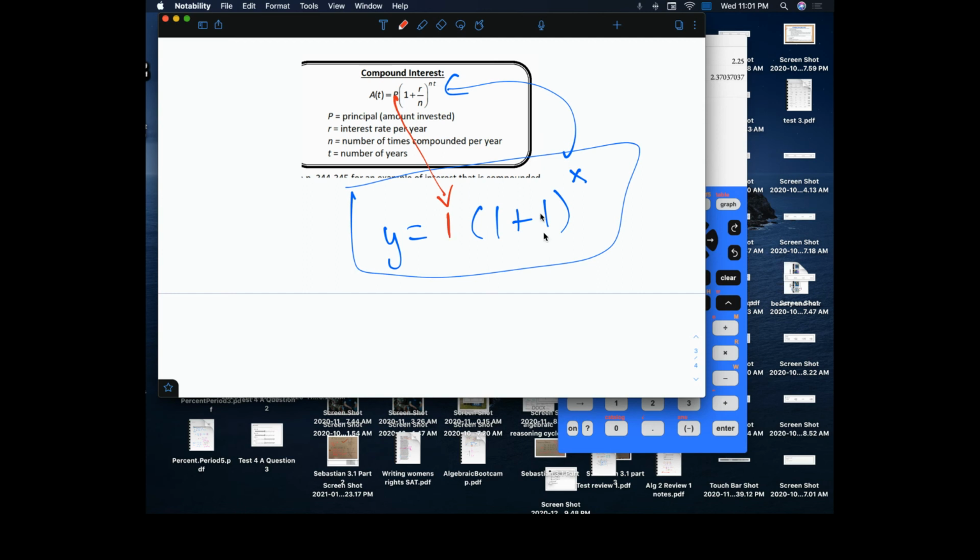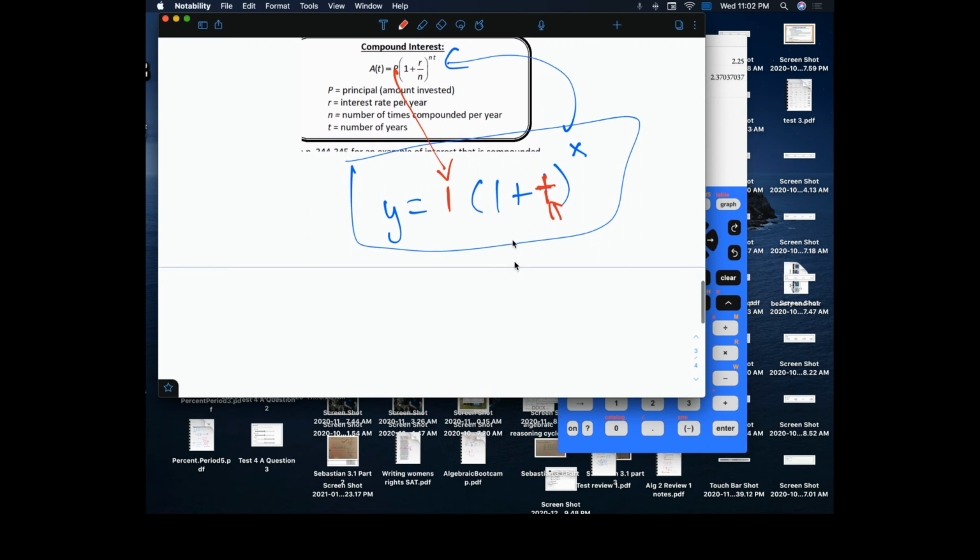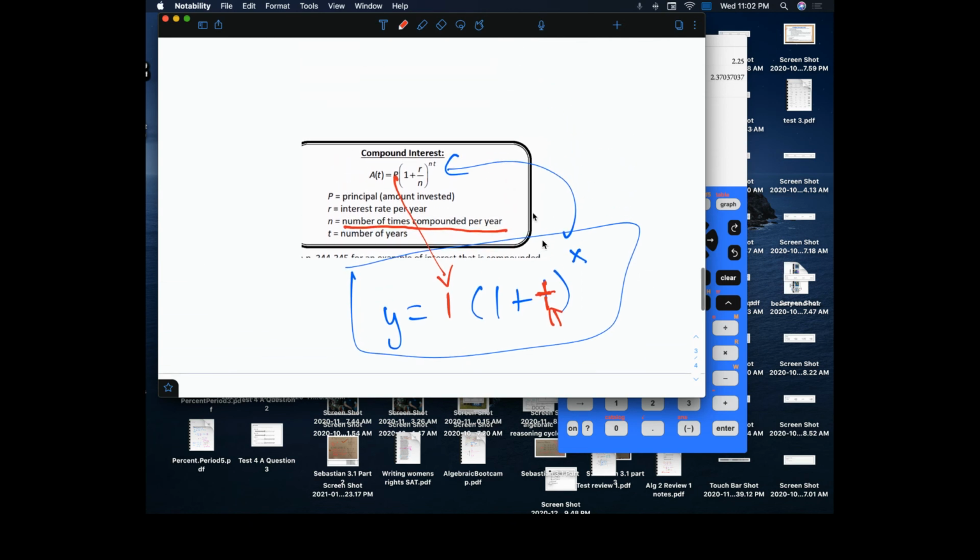R over n, remember we said we could divide 1 into 1 over 1, and then this is where we started changing this. We said we're cutting 100% up. We're cutting it in half. We're cutting it in thirds. We're cutting it in fourths, and we kept going on and on and on. So n, and look at this. What does n represent? The number of times compounded per year. So how much we cut it up, right? This t is the number of years, and n is the number of times compounded per year.